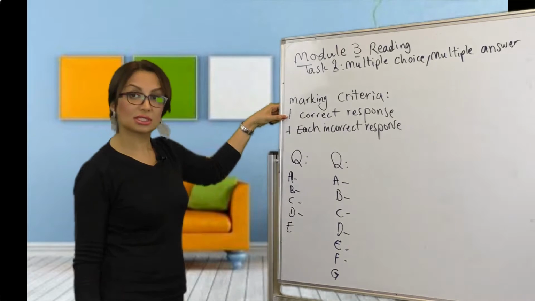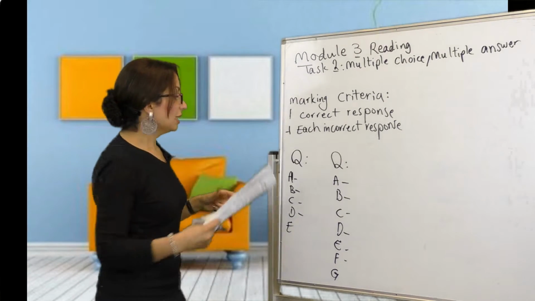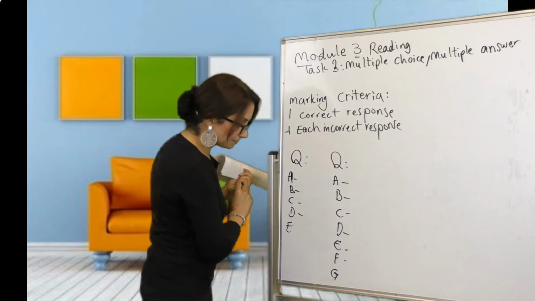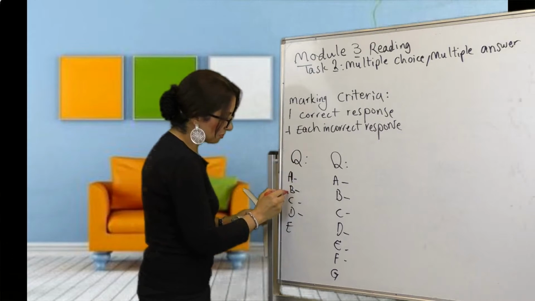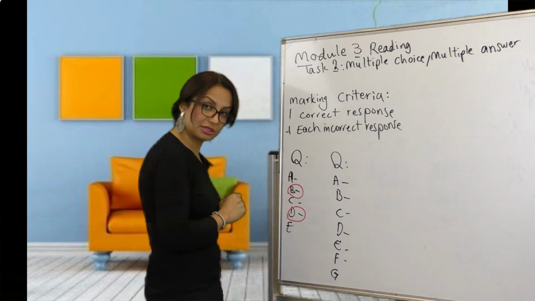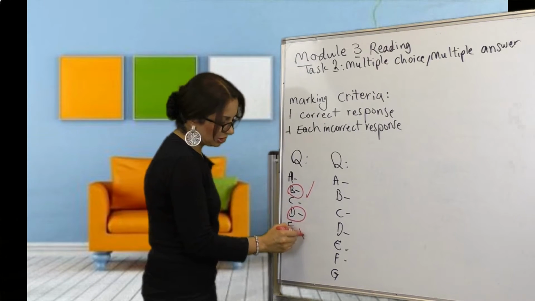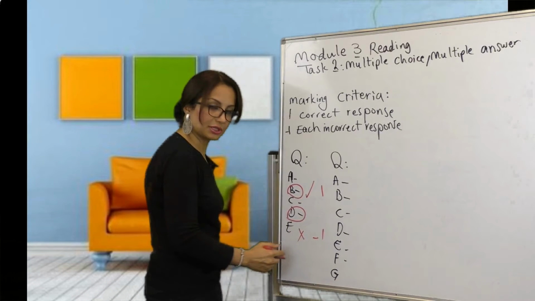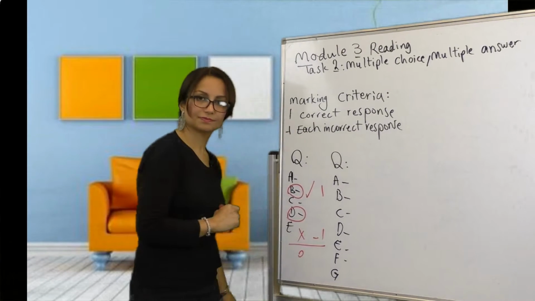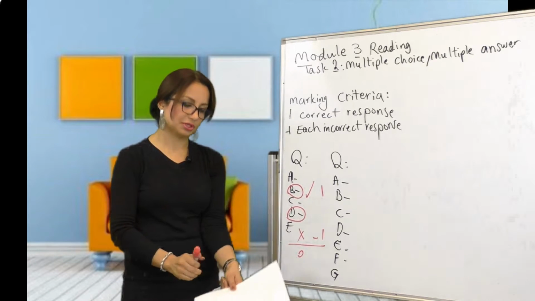If your answer is correct, you will get 1. If it is incorrect, you will get -1. It means, let's say for example, in this question B and D are correct responses. You choose B and then you choose E. Because E is not a correct response, you will get 1 for this one, -1 for this one, so it's 0. Okay, so this is the negative scoring of multiple choice, multiple answer in PTE reading.